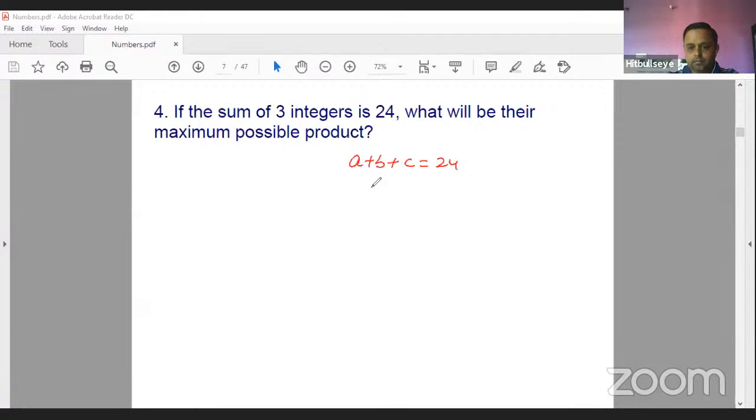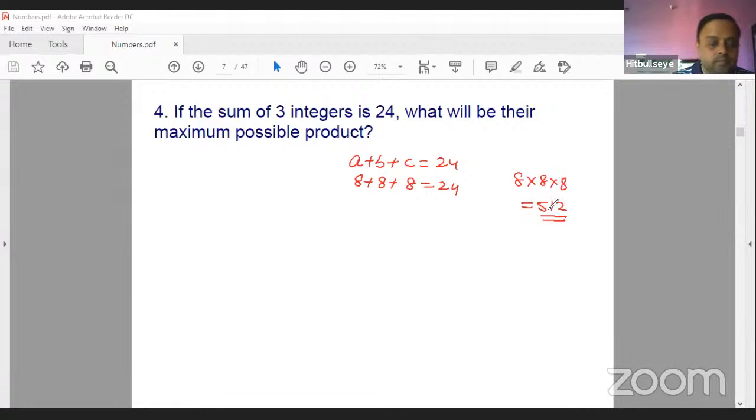Okay, Akash. Good. Akash has given the numbers 8 plus 8 plus 8, 24, so that their product becomes 8 multiplied by 8 multiplied by 8, 512.